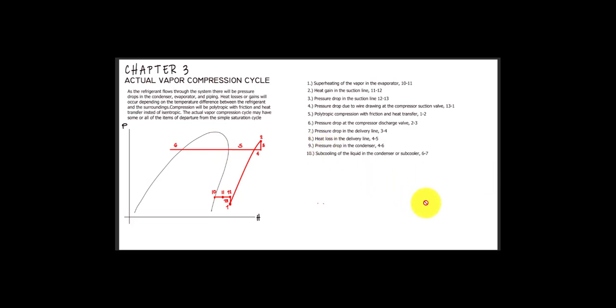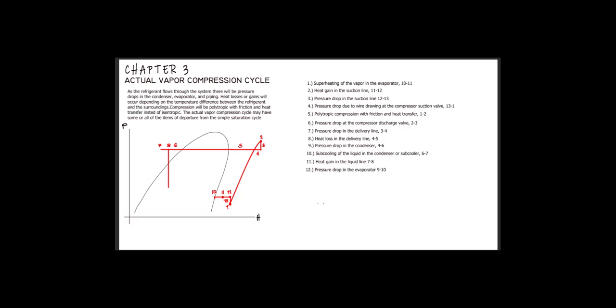Then we have number 10, the subcooling of the liquid in the condenser or subcooler. If you draw that one on the p-h diagram, it proceeds on this side. Then next we have heat gain in the liquid line, 7 to 8. If we interpret that, it will be going back here. Then we shall have going down here for the expansion in your expansion valve.